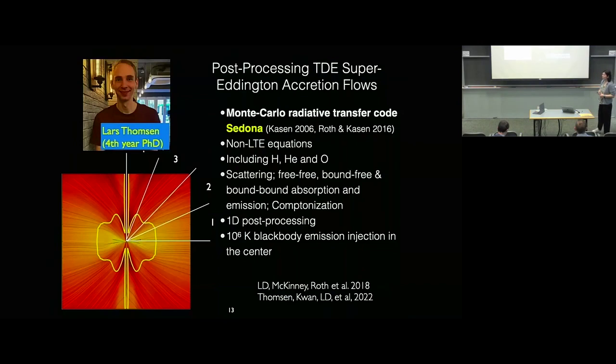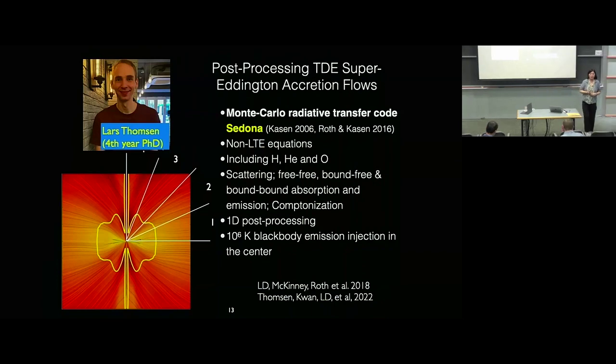So to quantitatively confirm this proposal, we further carried out post-processing of the simulated accretion flow using a code called Sedona, which is developed by collaborators Dan Kasen and Nathan Roth. Sedona is a Monte Carlo radiative transfer code involving non-LTE equations. I won't mention a lot of details here again, but what's special about it is that it can resolve this bound-free and bound-bound absorption and emission physics in the scattering-dominated regime. So I think this allows us to obtain a very reliable spectrum from super Eddington accretion flows.